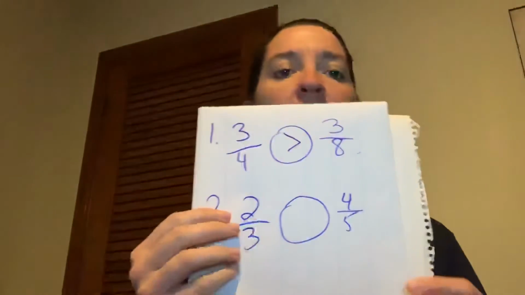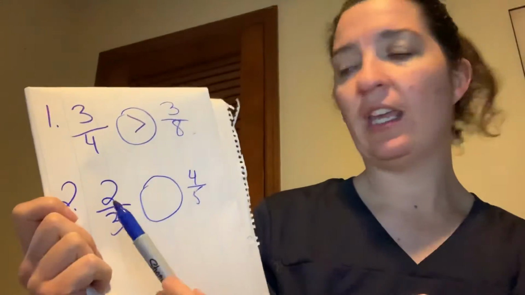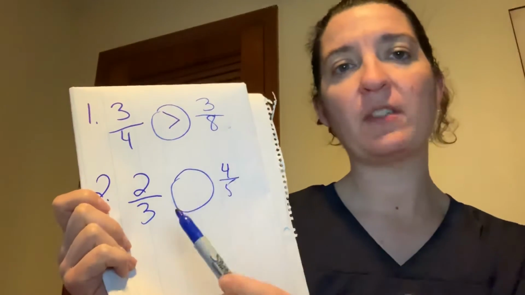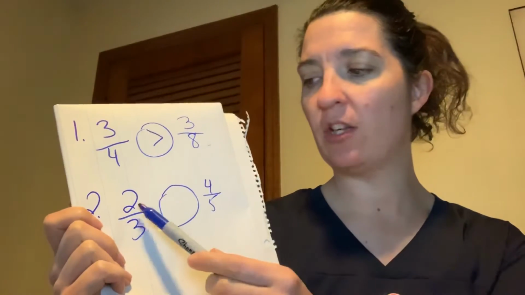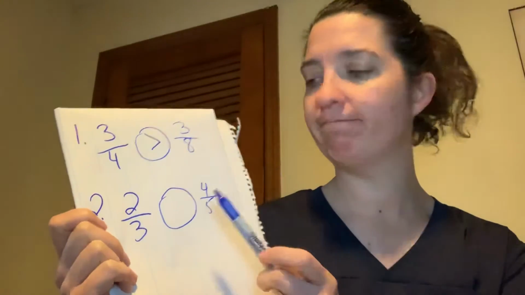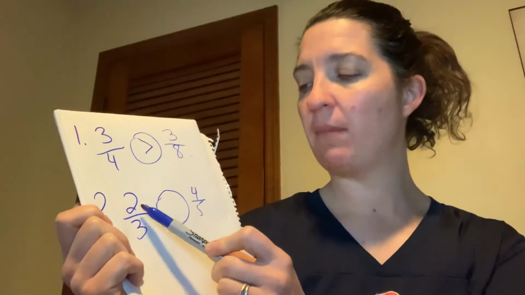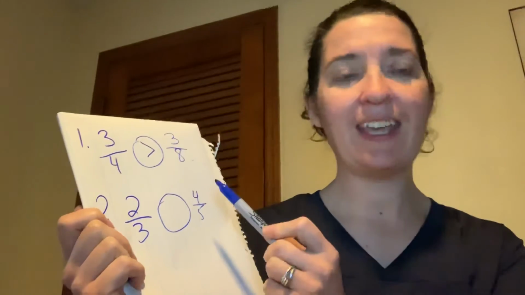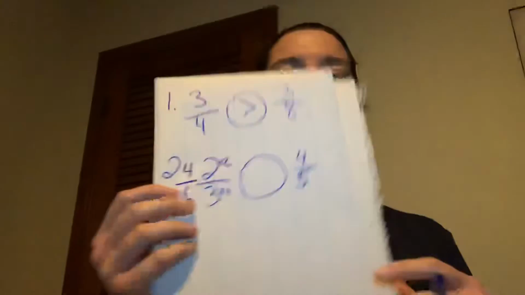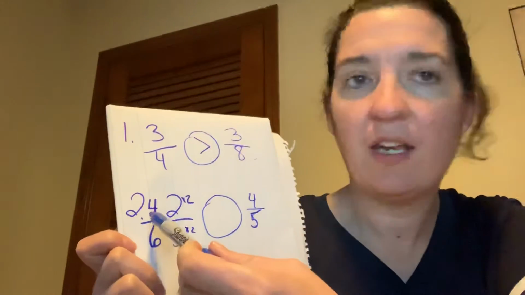Number 2, you have 2/3 and 4/5. So you want to look and see which one can you match to the other one. The first step is always to say, what can I multiply times one of the numerators or denominators to make it look like the other side? So can I multiply something by 2 and make it 4? Yes, I can. I can multiply by 2 to make 4. So I'm going to do 2 times 2. So now an equivalent fraction of 2/3 would be 4/6.